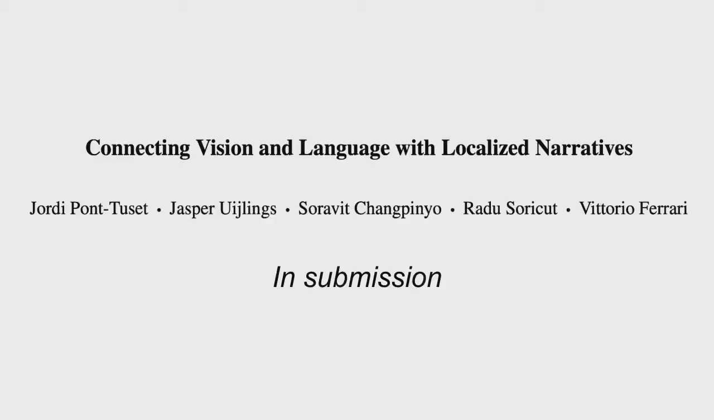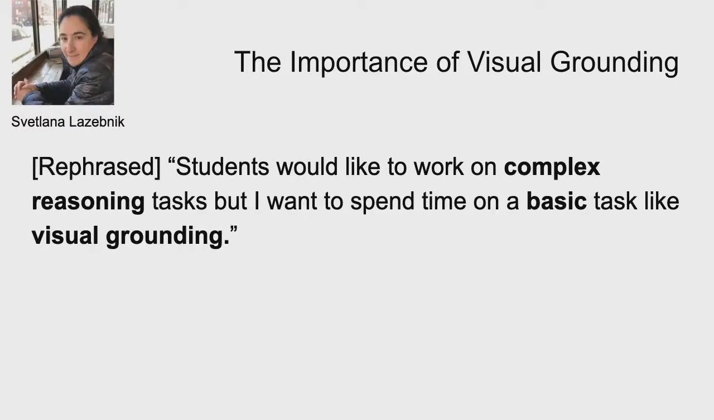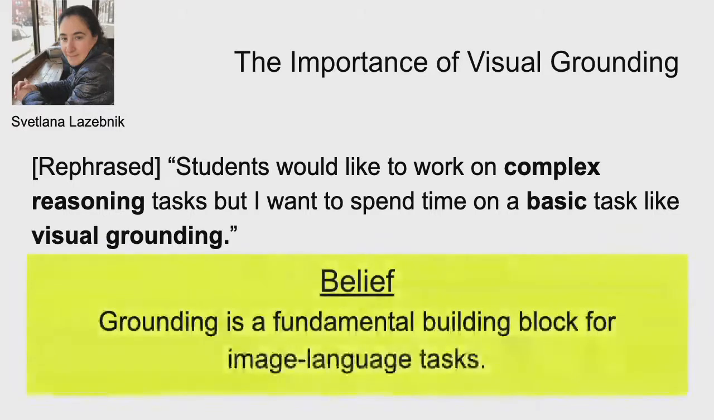All right, let me use maybe 5 minutes to talk about this. I think this is really cool. This is work in submission. The motivation here is that you have a set of visual features, visual regions, but you have a sequence of target words, and you don't know which to align with which. So in image captioning, basically. If you know which is aligned with which, then you can do visual grouping. And this professor said, students would like to work on complex reasoning tasks, but I want to spend time on basic tasks like visual grouping, with the belief that grouping is a fundamental building block for image and language tasks.